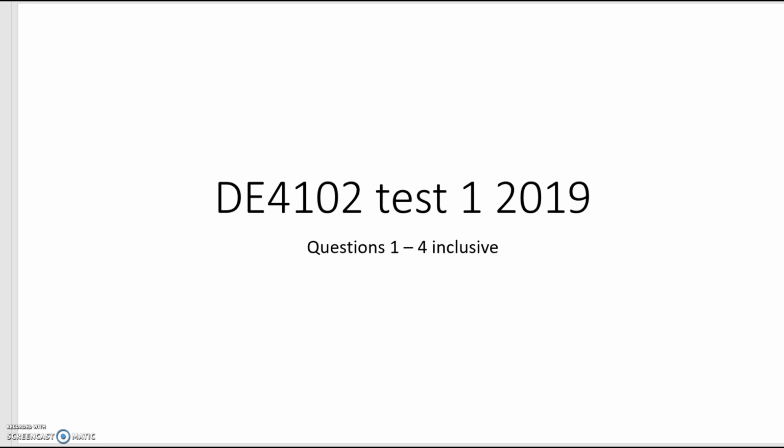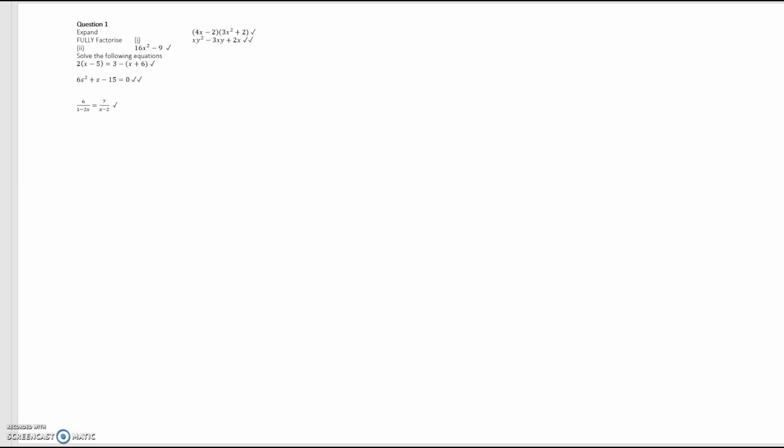This is a video on Test 1 for DE4102 2019 and it covers questions 1 through 4 inclusive. So the first question asks you to expand. So you've got to expand and you're going to need to use FOIL, the acronym for FOIL. So 4x times 3x squared is 12x cubed.